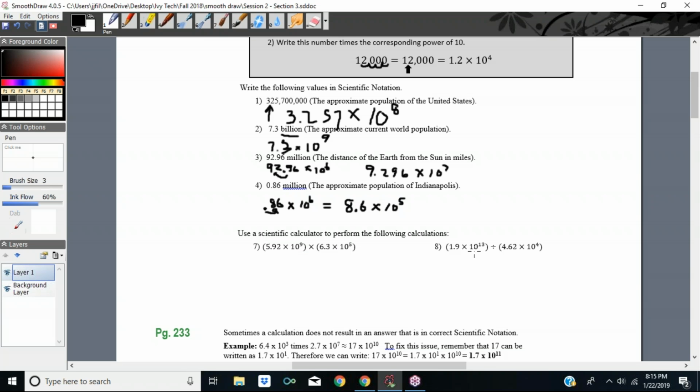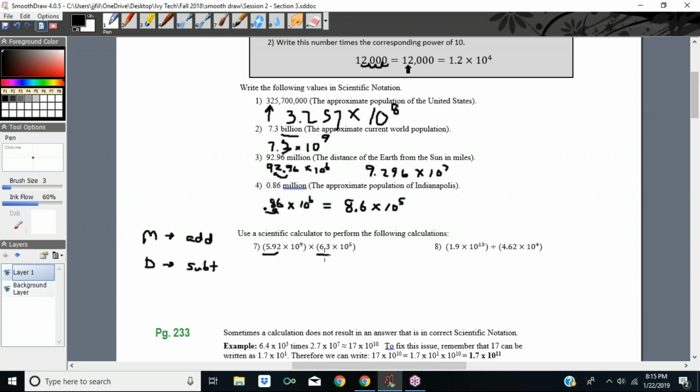And what we're going to do next is, it says use a scientific calculator to perform the following calculations. What I want to show you about these two calculations, one's a multiply, one's a divide, is when you multiply, you add the exponents. When you divide, you subtract the exponents. The first minus the second, or the top minus the bottom, if they're written as a fraction. So what we do is we handle the number part first.